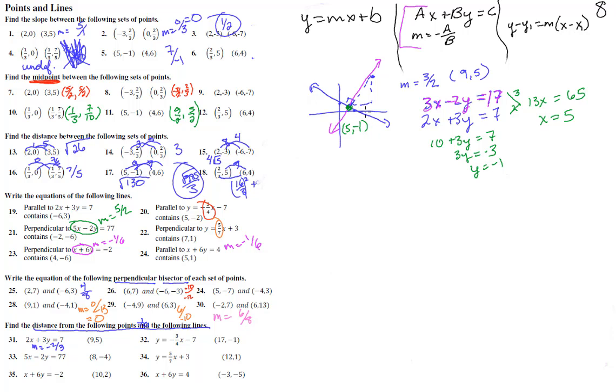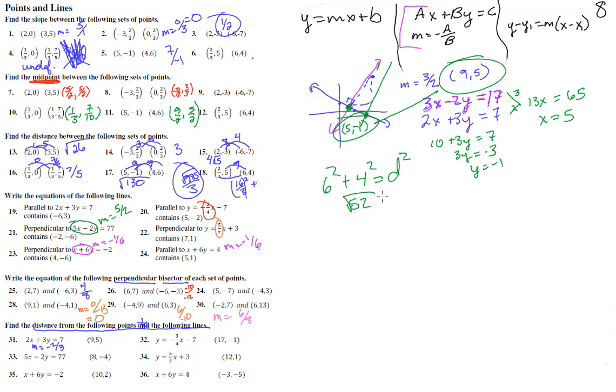So my graph is a little off. It actually came through about like that, and there's the point. Okay, so (5, negative 1) is the point on both of these. Now we have to find the distance between that one and this one. The distance from negative 1 to 5 is 6, and the distance from 5 to 9 is 4. So we get 6 squared plus 4 squared equals the distance squared. And 36 plus 16 is 52.